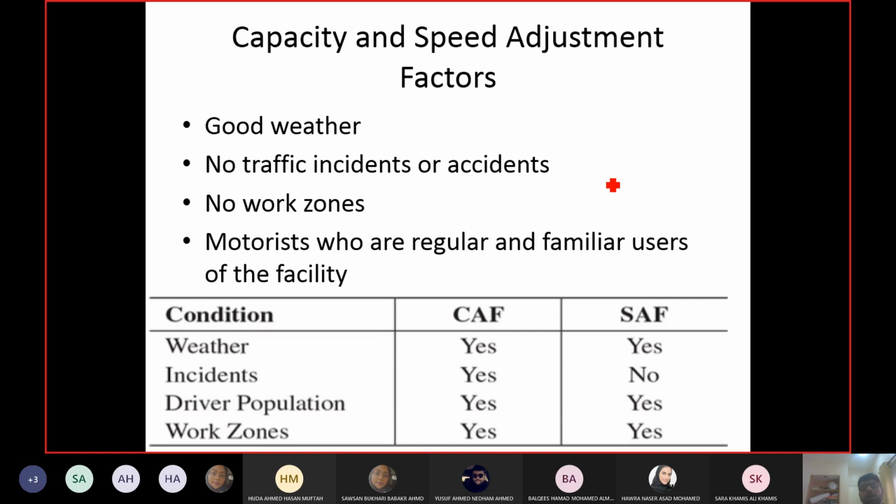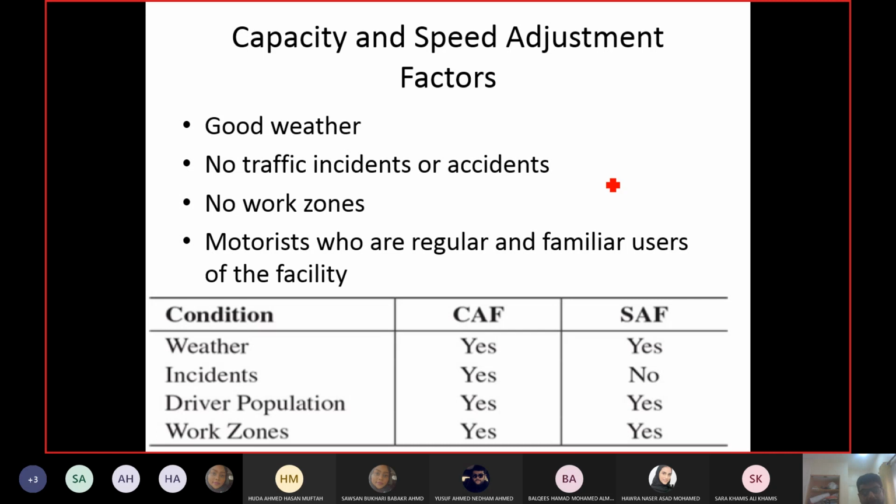You will apply the adjustment factor of work zone if there are work zones on the road. What do we mean by work zone? Work zone means construction or maintenance activity on the road. So if there is a work zone on the road, you will apply the adjustment factor of work zone on capacity. And if the drivers are unfamiliar, even if only a few of them are unfamiliar or irregular users, you will apply the adjustment factor of this condition. Okay, this is for capacity.